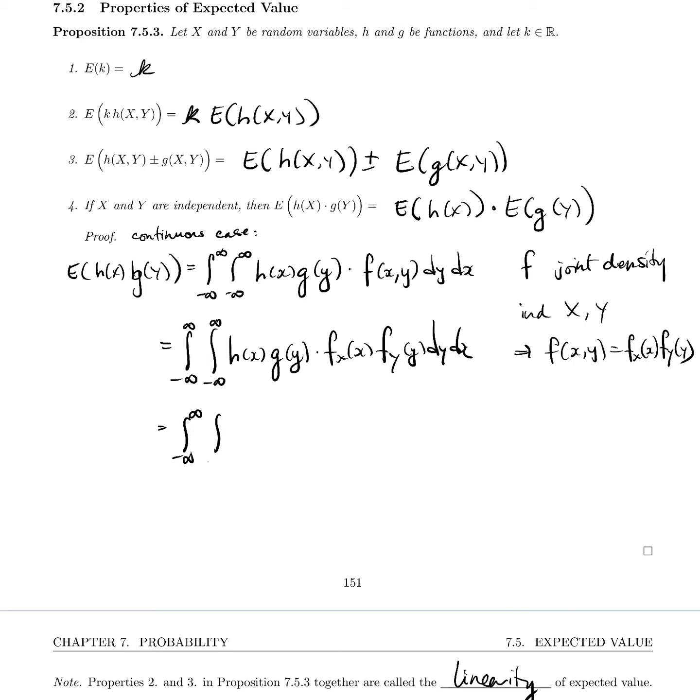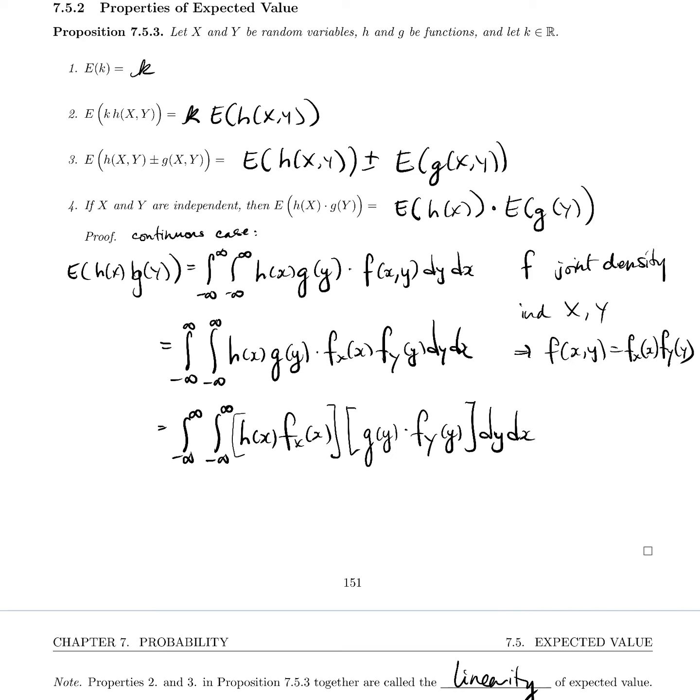Minus infinity to infinity, h of x times f sub X of x. There's one function all in terms of x. And g of y times f sub Y of y dy dx.